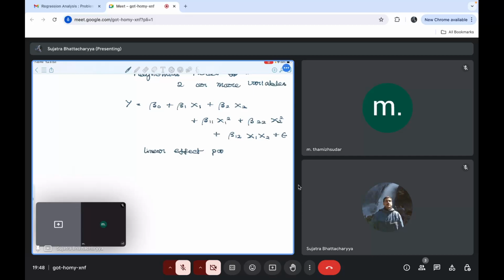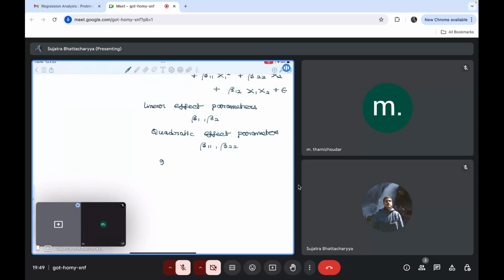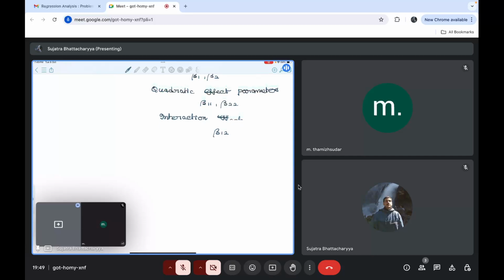So you will find the linear effect parameters from beta 1 and beta 2, because these are related to the linear part. Quadratic effect parameters will be from beta 1 1, beta 2 2, and the interaction effect is coming from beta 1 2. Okay, so how will you do it?